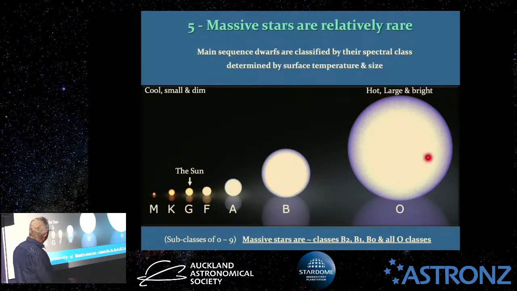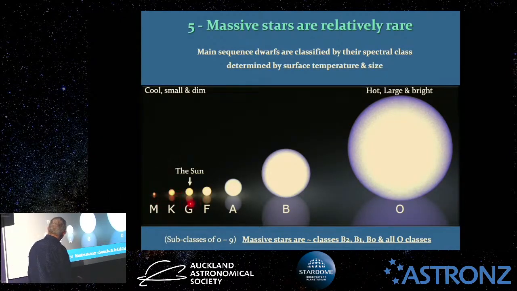Hot and large stars up here, they're labelled O stars, spectral class O. Then you go spectral class B, and slowly the stars are getting smaller and cooler and dimmer. Not to scale, but you get the idea. Hot, large and bright stars go down to cool, small and dim, and these are M. Now, by the way, here's the sun.